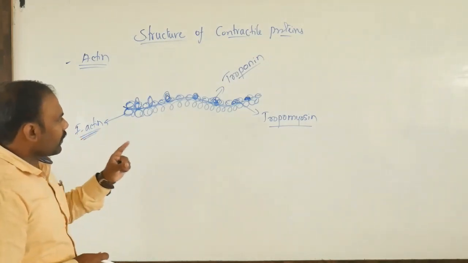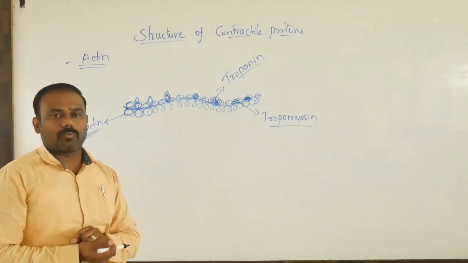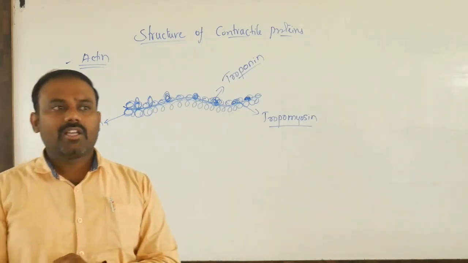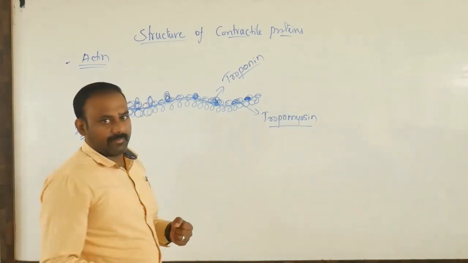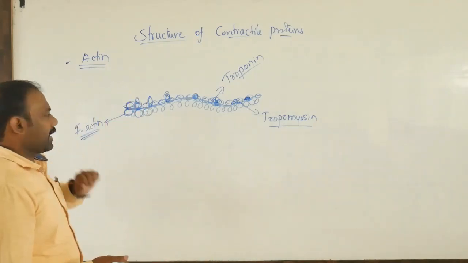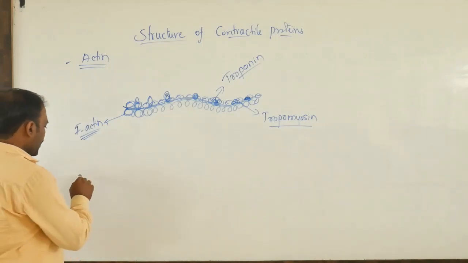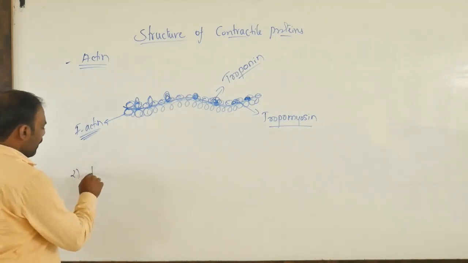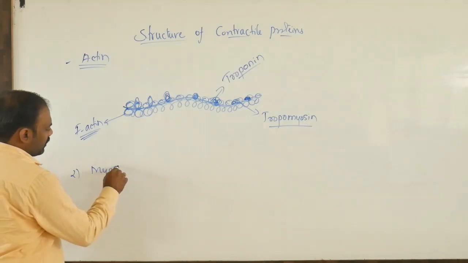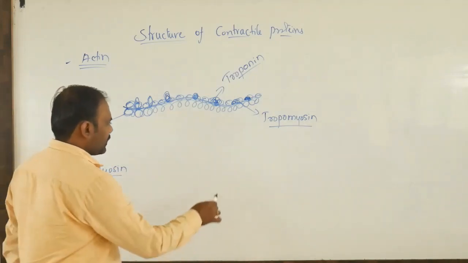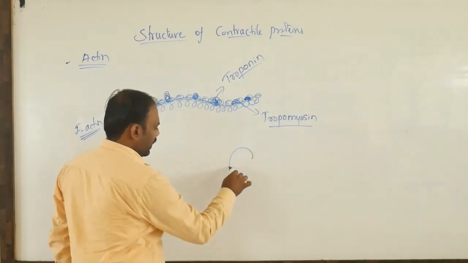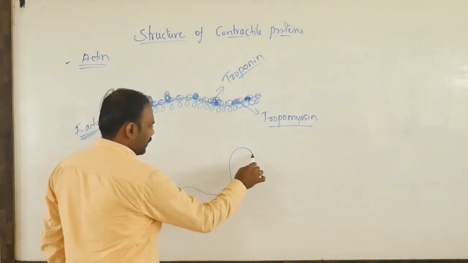Now this is the structure of the actin. So what is the role of tropomyosin? What is the role of troponin? What is the role of F-actin? We'll discuss that while discussing the sliding filament theory. This is the structure of actin. Just remember. And the second one is myosin. Remember. So what is the structure of myosin? Here it looks exactly like a snake.